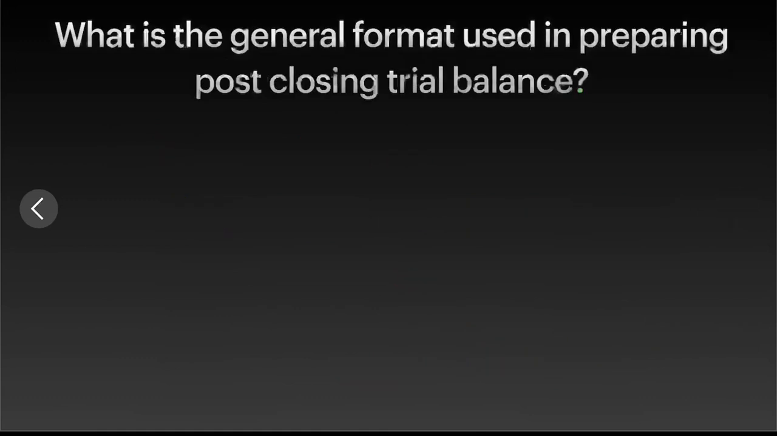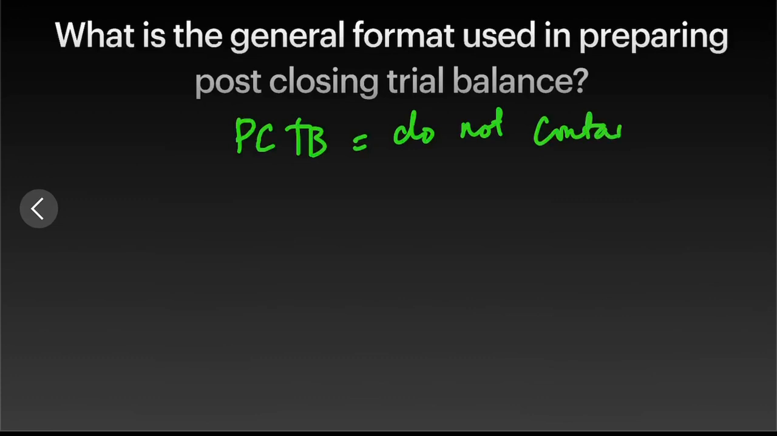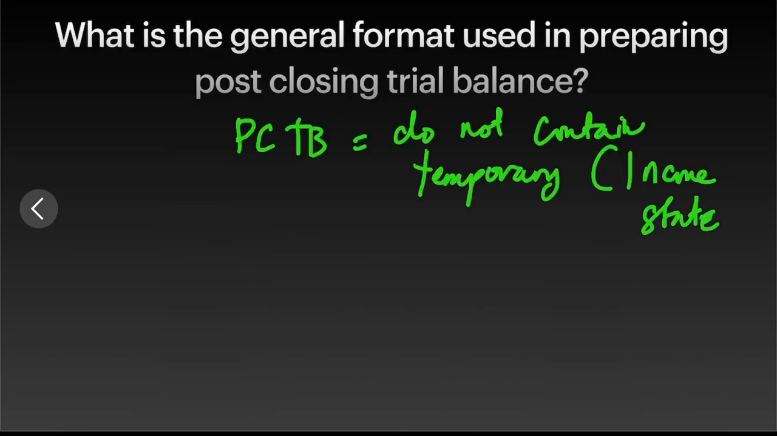Do we have a general format used in preparing a post-closing trial balance? It is just the same as the preparation of the first trial balance or the unadjusted trial balance. The main difference is that, again, the post-closing trial balance does not contain temporary accounts. So what do we mean by temporary accounts? These are the income statement accounts.